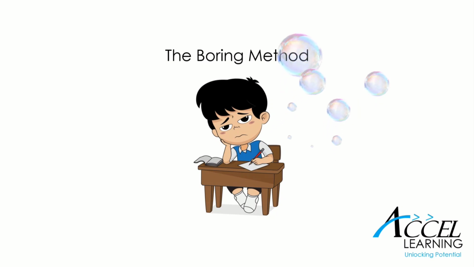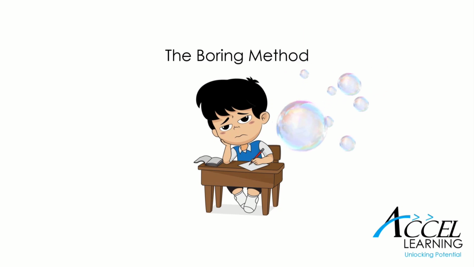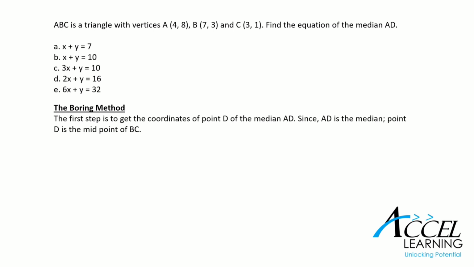Let's see how most people solve this kind of problem, the boring method. Here's the same question. Pause the video now to see if you want to solve it first before we do. The boring method. The first step is to get the coordinates of point D of the median AD. Since AD is the median, point D is the midpoint of BC.